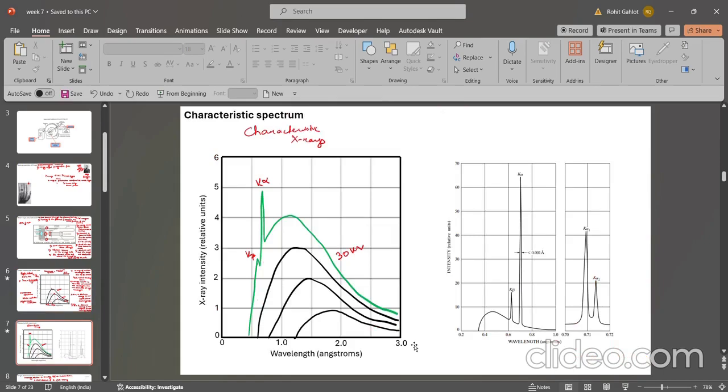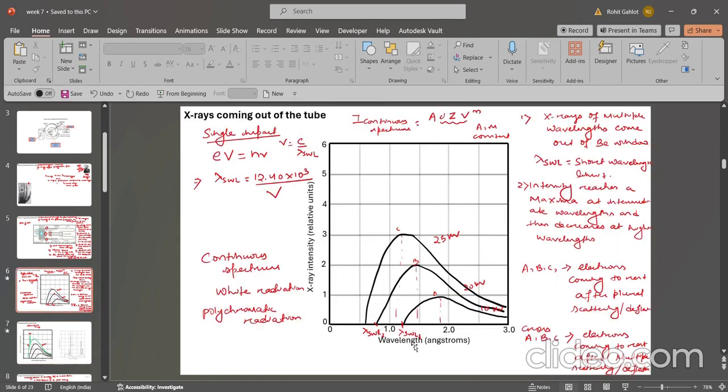Now one more thing comes here: what are the parameters on which your lambda SWL depends? We can say that as your tube voltage increases, the intensity increases, and both the lambda SWL and the position of the maximum shift to shorter wavelength. Therefore, as your applied voltage increases, the number of photons per second emitted will increase, and your average energy per photon will increase. So keep this point in mind.